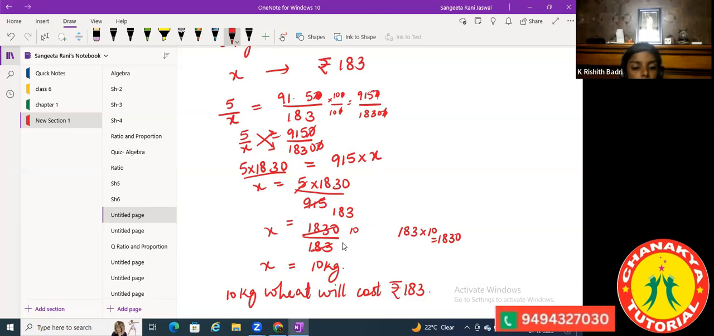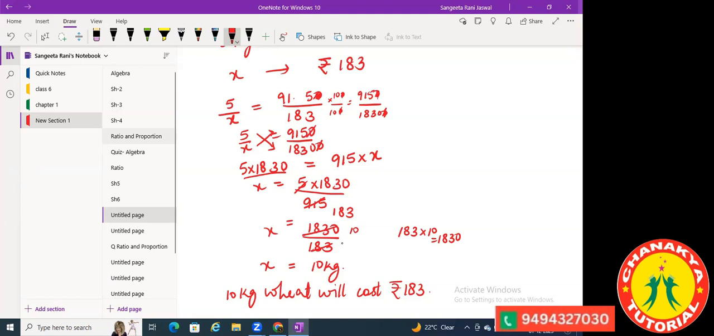Okay, and the time is up. Children, after 5-10 minutes, you will get the homework in your resource tab. I have given you some questions in homework. You must try with both methods, the proportion method and also the unitary method.